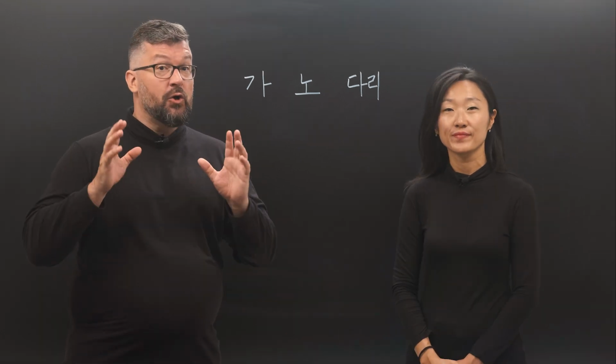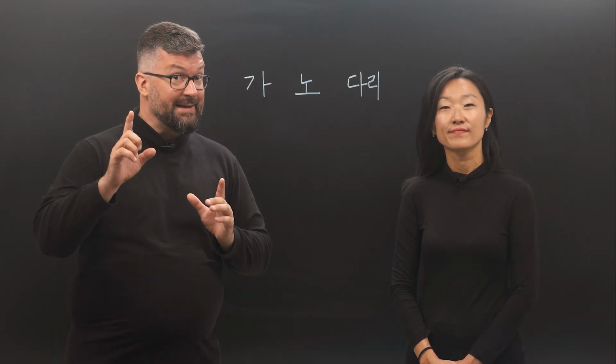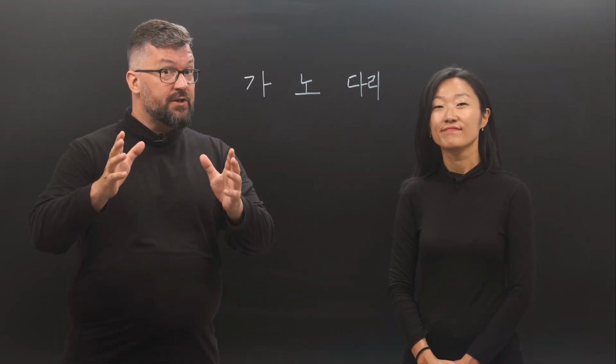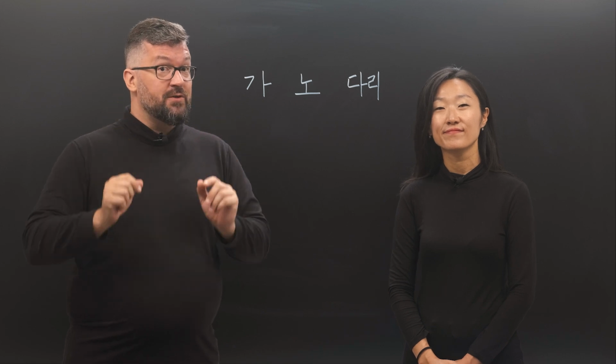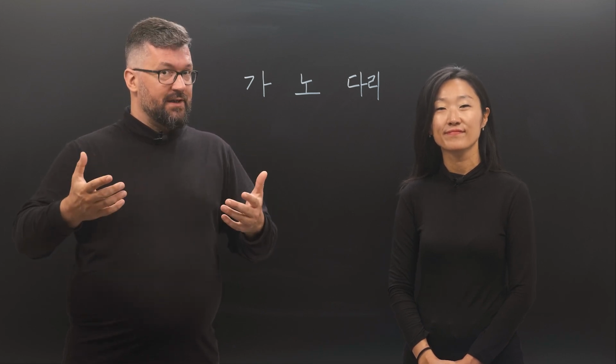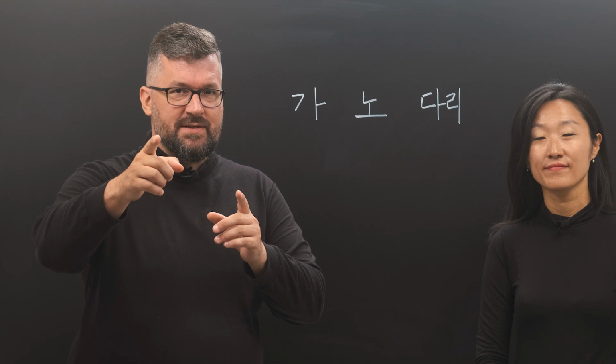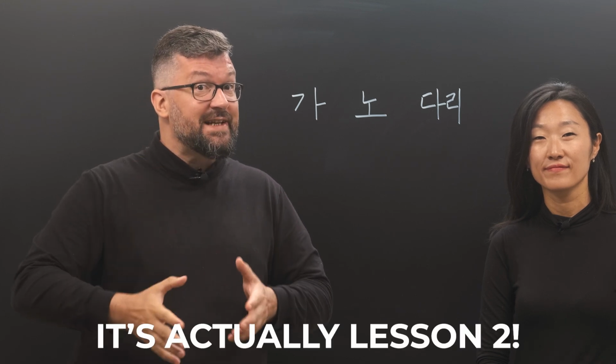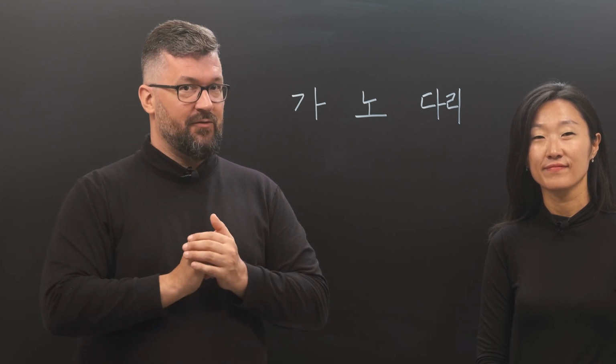There are no exceptions to this rule, but there is a placeholder. We use the Korean placeholder when there is no consonant at the beginning of a syllable. You already know the placeholder. We learned it in the first lesson of this series on the Korean alphabet.